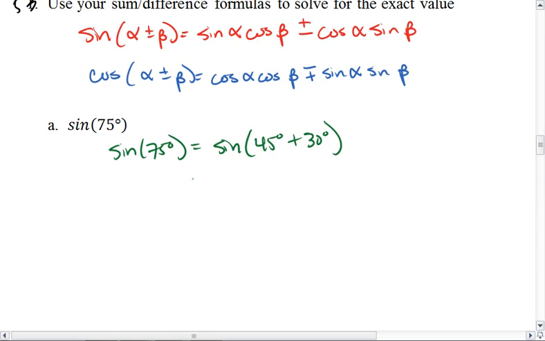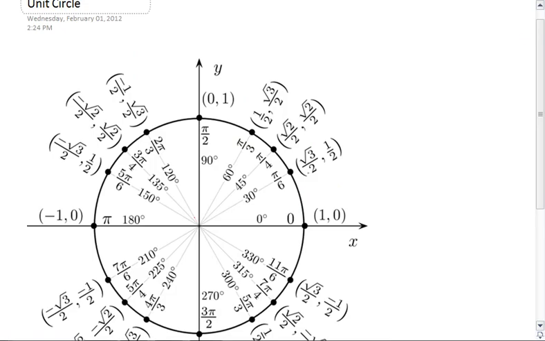Now I can use my formula. I realize that this is sine 45 cosine 30 plus, because we have a plus here, we're going to do the alpha plus beta, which gives me a plus in between these two terms, cosine 45 sine 30. If I go to my unit circle, I see that cosine of 30 is rad 3 over 2 and sine of 30 is 1/2.